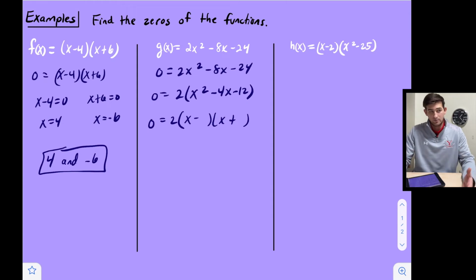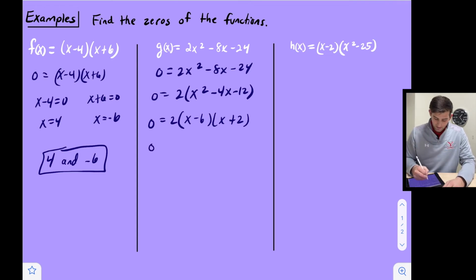Let's think what numbers multiply to negative 12. Negative 1 and 12, that doesn't add to negative 4. Negative 2 and 6, those are numbers that could add to negative 4. But we're adding to a negative, so we want our larger number to be negative. So let's say x minus 6 and x plus 2. If we multiply those together, negative 6 times 2 is negative 12. Negative 6 plus 2 would be negative 4.